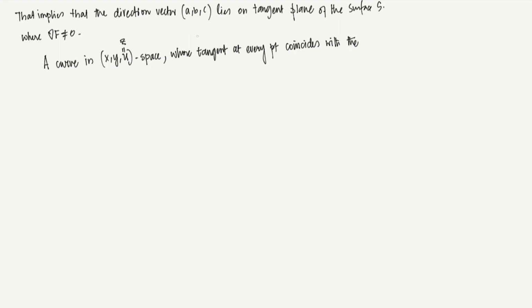Why characteristic? Because you see the whole equation is actually determined by ABC. If you change ABC, the equation changes, right? So basically we call it a characteristic. A curve that coincides with the characteristic direction field ABC is called the characteristic curve.